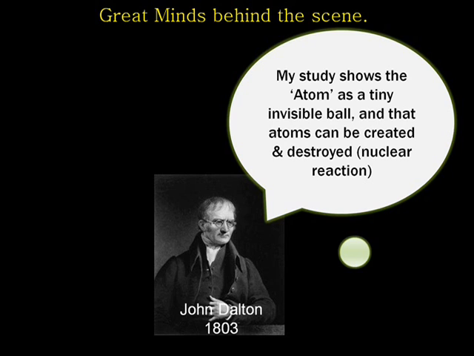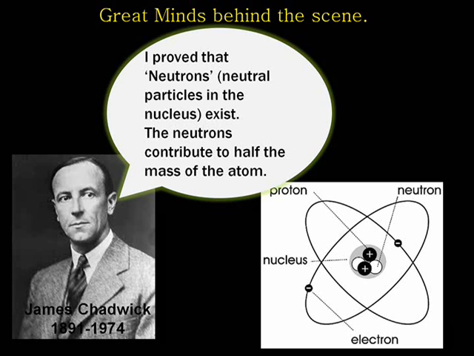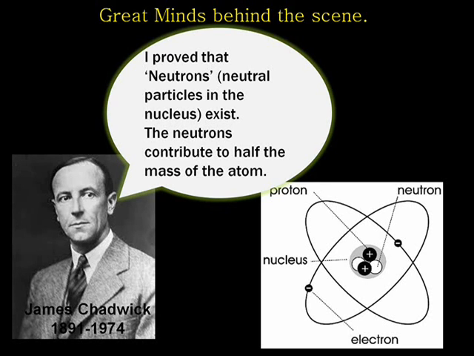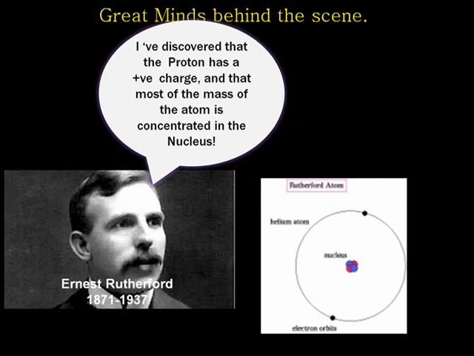Next up, James Chadwick. He proved that neutral particles called neutrons existed in the nucleus of an atom. He also found that half of the mass of the atom is contributed by these neutrons. Here's a picture of how James visioned the atom. J.J. Thomson. He discovered the electron and he also described the atom as having positive and negative charged particles. This is a picture of how J.J. Thomson visioned the atom with the positive and the negative particles.